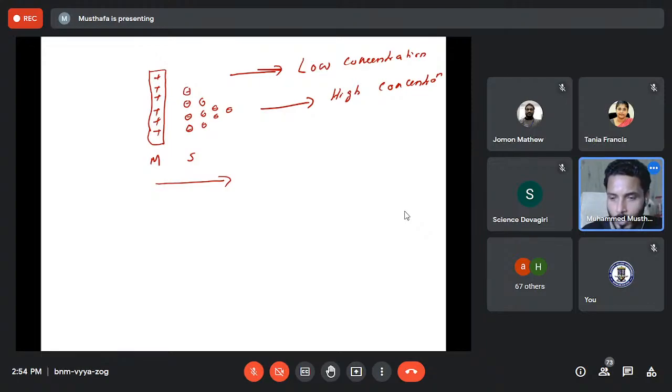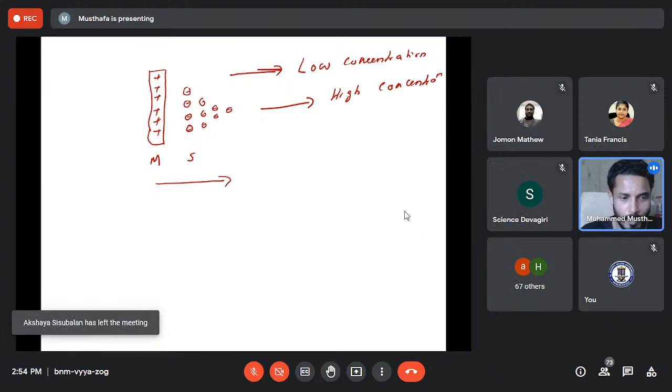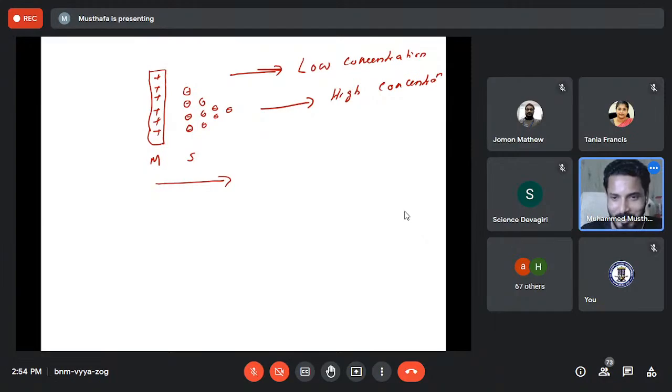From the audience, you can type in the chat box. Because when I ask questions, I see that many people are leaving. So it looks like I should not ask questions.